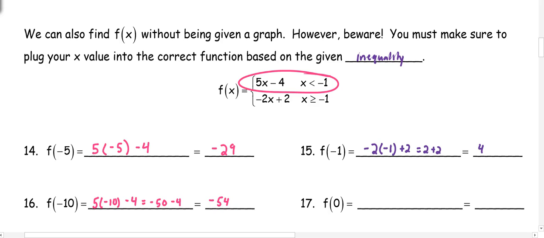The last one we have is f of 0. Well, 0 is greater than or equal to -1. So we're going to use our second equation. So the second equation, we would have -2 times 0 plus 2. -2 times 0 is 0, plus 2 gets us 2. So this would be equal to 2.